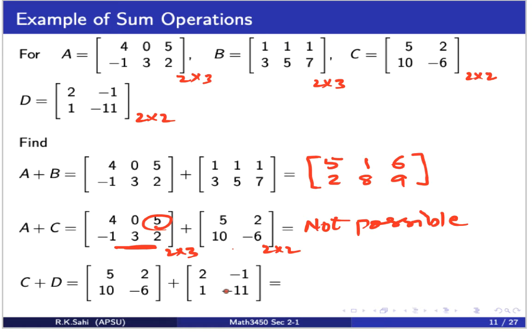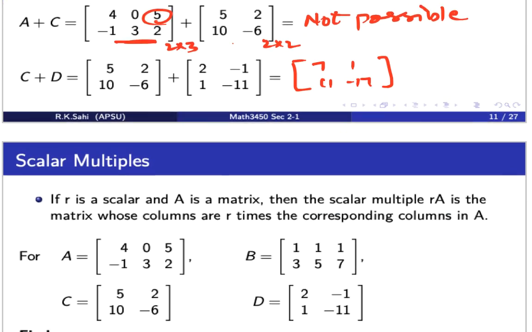Let's do C plus D. Both of their sizes are the same. Yes, they're 2 by 2 matrices. That means they're square matrices. Good to go. Now let's do the math of adding these two. Remember, we're going to add the corresponding elements. 5 and 2, 7, 2. Now remember, the second column and the first row of C will be added to the second column and the first row of D. 2 minus 1, 1. 10 plus 1, 11. Minus 6 minus 11, minus 17. Very simple. Now let's look at scalar multiples.